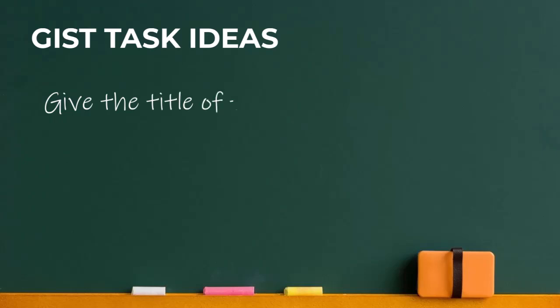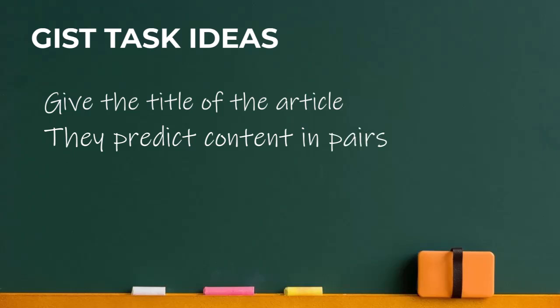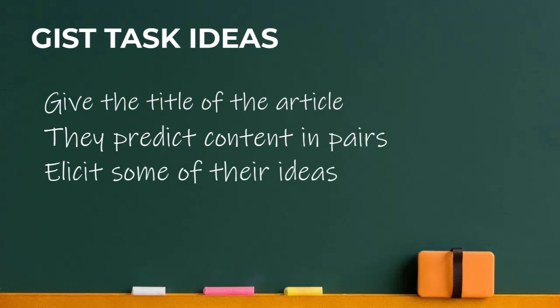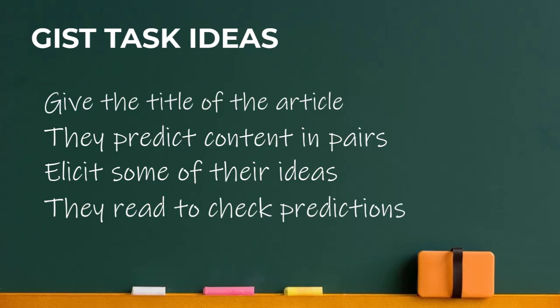If you put in the text and ask Gemini or ChatGPT to give you a gist task, they don't do it very well. They'll give you a list of comprehension questions, but that's not what you want. You could give learners the title of the article and ask them to predict the content, maybe in pairs, and then elicit some ideas from them, and then they read to check. You don't need AI for this, but it won't work with every text.